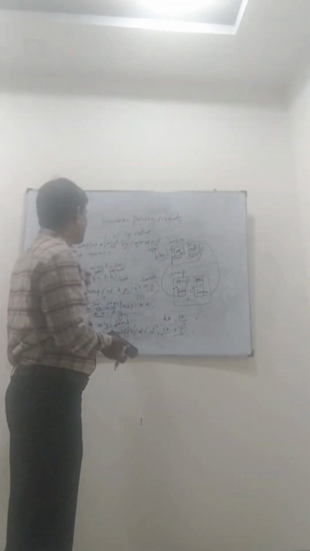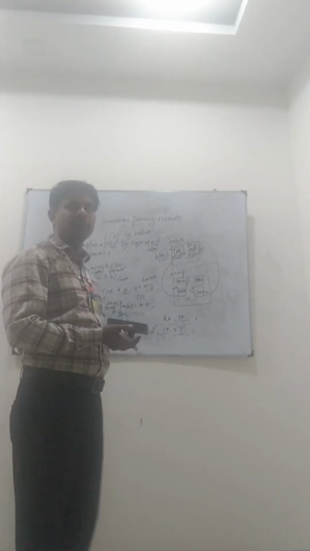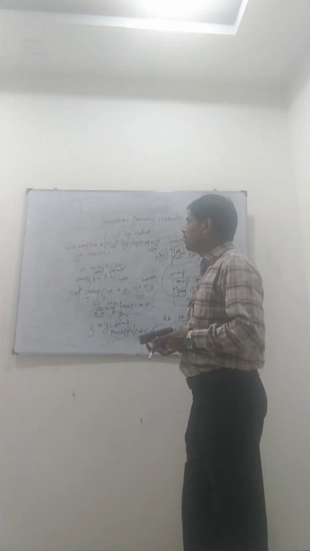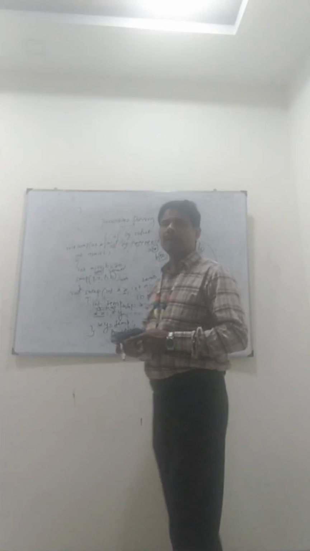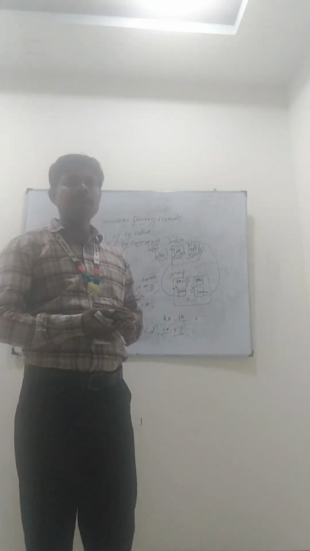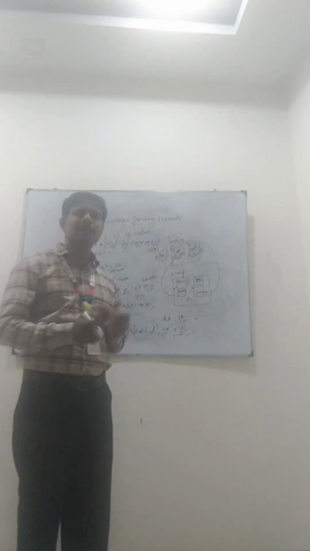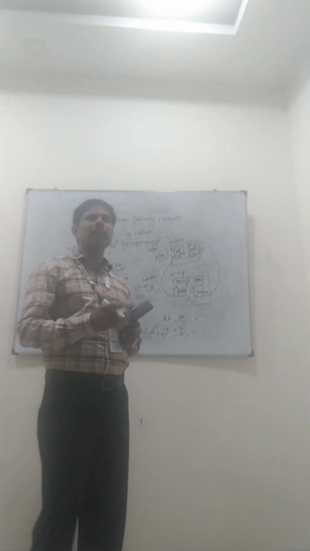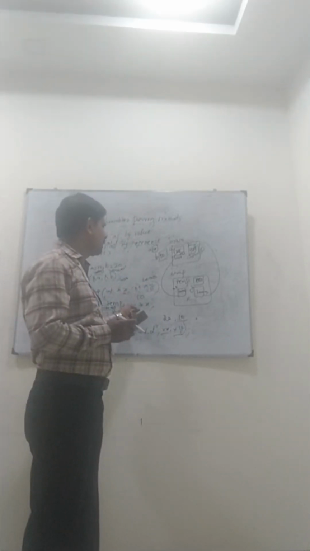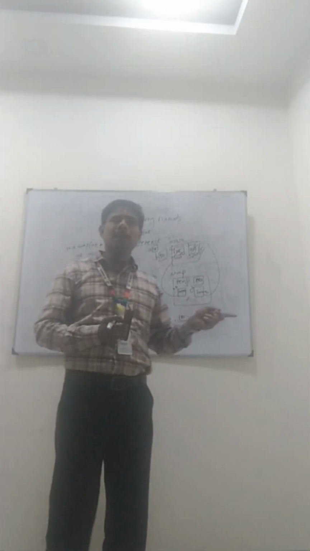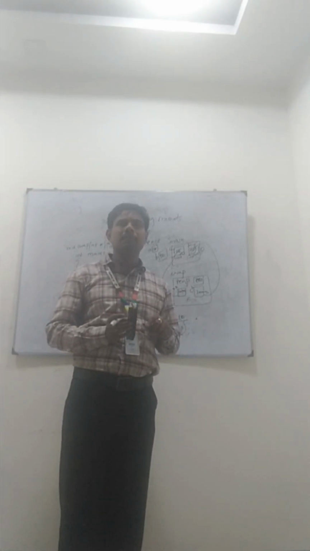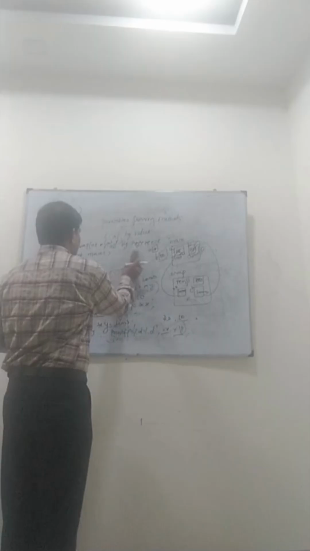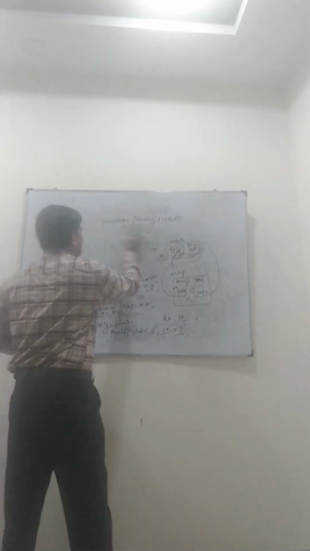This is call by value and call by reference. There are two parameter passing methods: one is call by value, one is call by reference. In call by value, changes made in the subprogram will not reflect in the main program. But in call by reference, changes made in the subprogram will reflect in the main program. These are the two techniques of parameter passing.